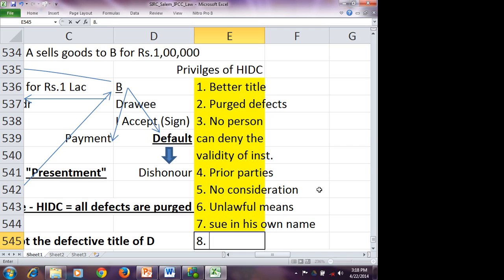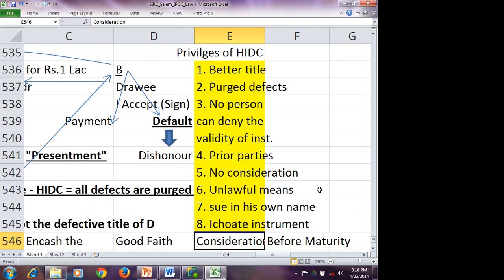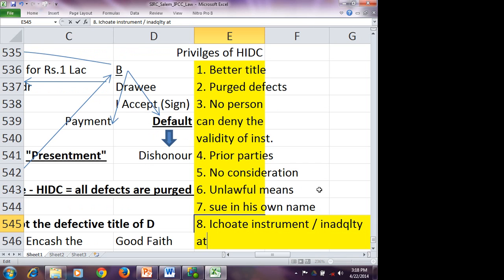There is one more special right given to him, in case of inequitable instruments. Inequitable instruments are also called inadequately stamped instruments. Inadequately, just made some small shortcut for the spelling. It's not a spelling mistake, right? So inadequately stamped instruments or inequitable instruments.